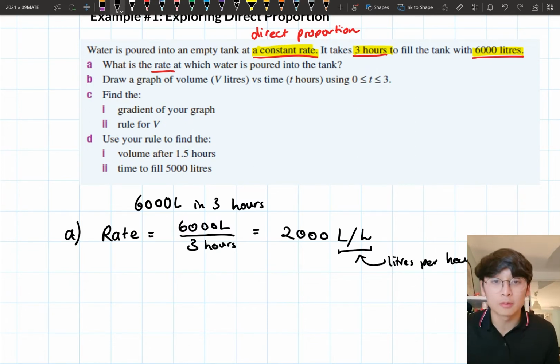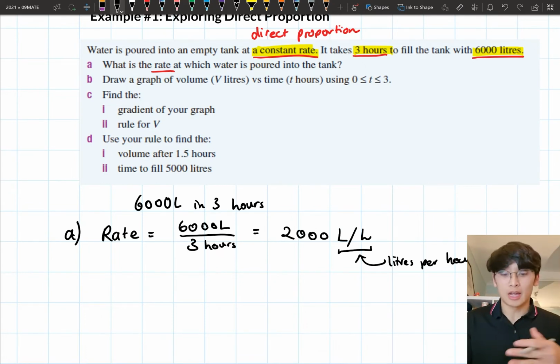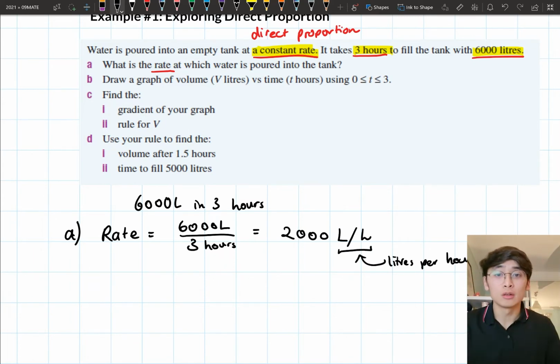Now, the reason I wrote liters per hour is because that's the units I have in this question. I am pouring in 6,000 liters of water, and I'm doing it over 3 hours. And so this tells me that every hour, I'm pouring in 2,000 liters. So after the first hour, I would have poured in 2,000 liters. After the second hour, I would have poured in another 2,000 liters. And after the third hour, I would have poured in another 2,000 liters to get that total 6,000 liters. Okay, so that's this first example.